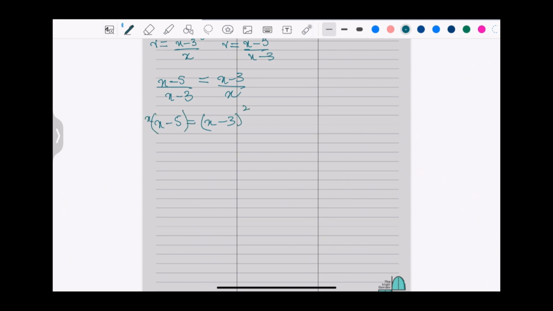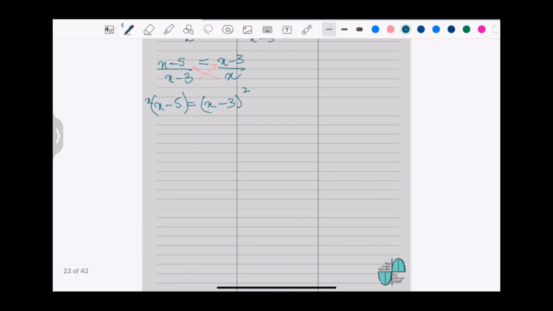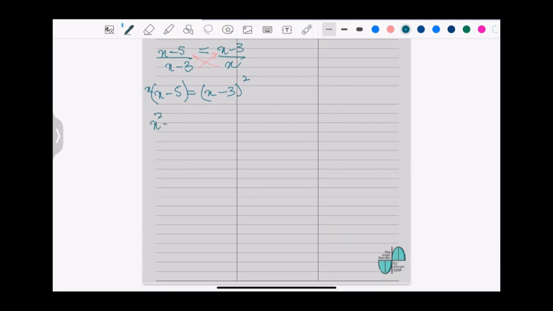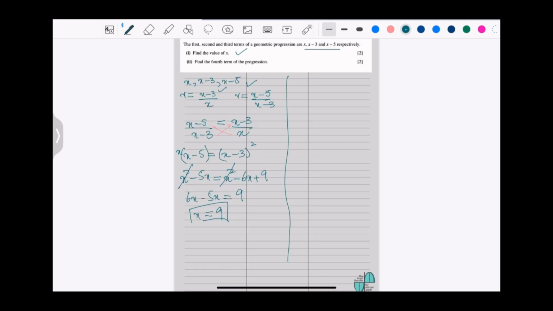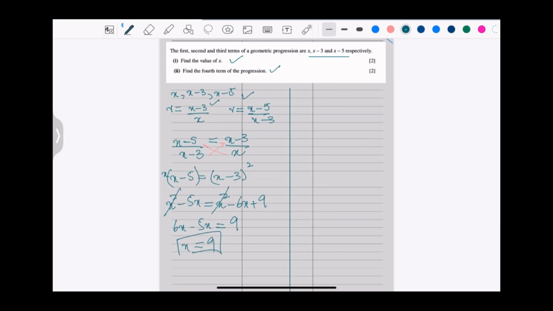This times x, I just simply multiplied them, and now this is going to be x squared minus 5x is equal to x squared minus 6x plus 9. Now x squared can be eliminated, and 6x minus 5x is equal to 9, and x is equal to 9. So next thing is to find the fourth term. Now construct the pattern since you've gotten x as 9.